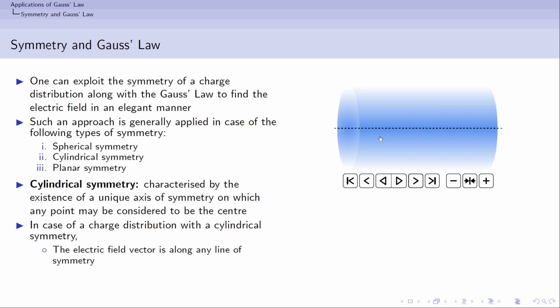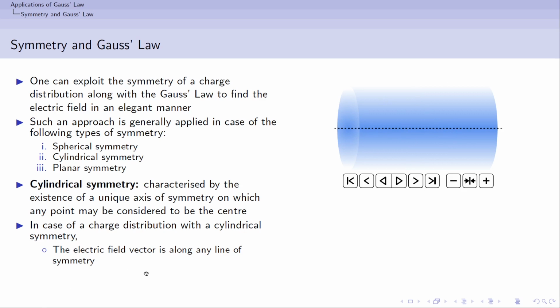Again, like I said, any point can be the center, and the line of symmetry we define as a line which is perpendicular to the axis of symmetry and passing through the center. So let's say I take a center over here, then the line of symmetry will be a direction which is perpendicular, in this direction. The electric field is along any line of symmetry. So due to this distribution, if I take any point, the electric field will be in this direction, and if you go over here, the electric field at this point will be in this direction, and so on. So it will be radiating outward from this particular line.